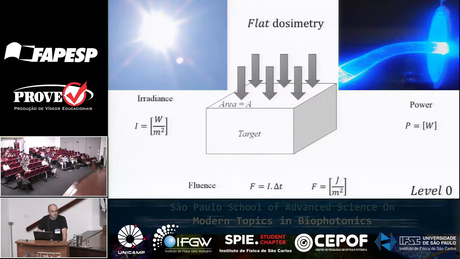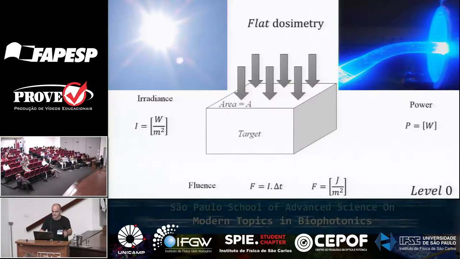It's important to know that I say light, but light is only the optical radiation that is visible to your eyes. The correct name is optical dosimetry, okay? Because you can introduce optical radiation from ultraviolet or infrared. That is what I name level zero. It's the first step in your laboratory when you do a dosimetry.